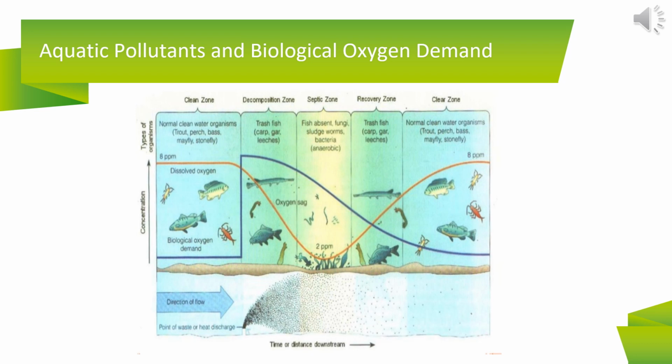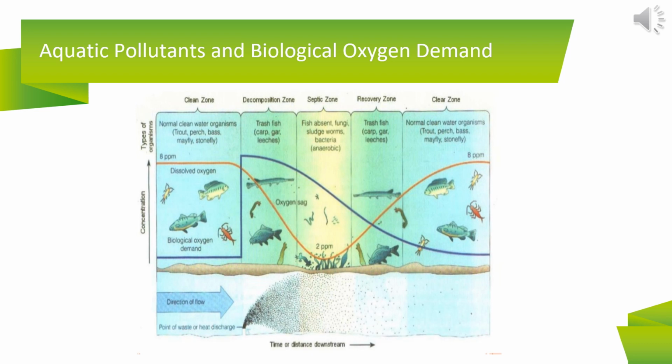So we move from the decomposition zone into what is called the septic zone or the anoxic zone. This is because your dissolved oxygen drops dramatically. It drops to 2 parts per million, which makes it very, very difficult for anything that is aerobic to survive. So the septic zone is made up largely of anaerobic organisms like fungi and sludge worms and bacteria. But you'll notice that your biological oxygen demand is starting to decrease because the majority of this organic material has been broken down.